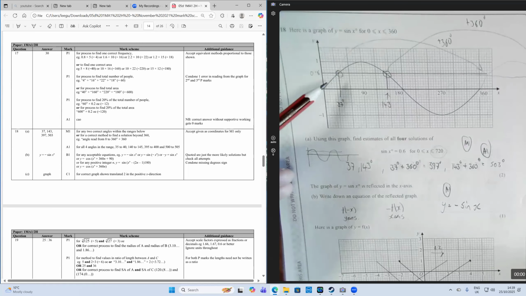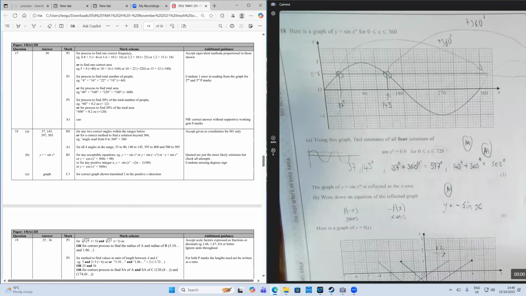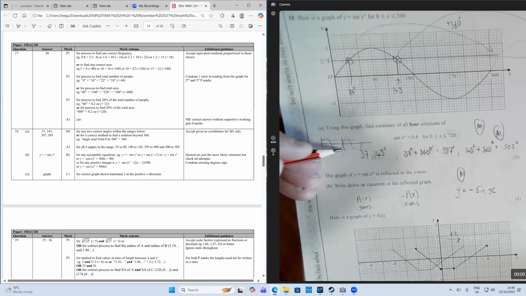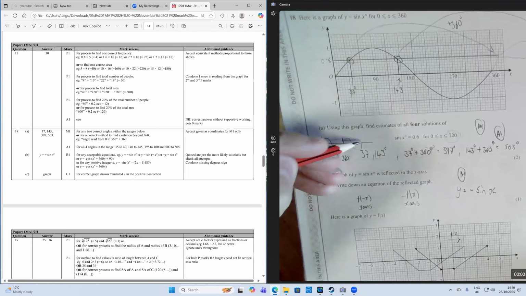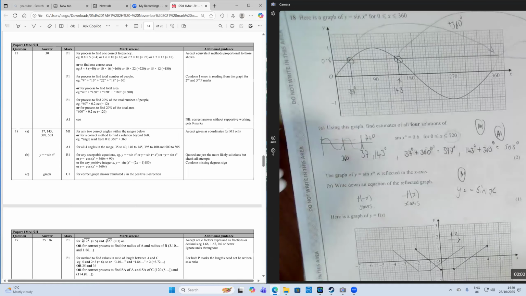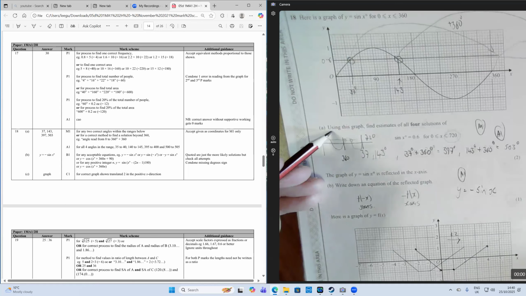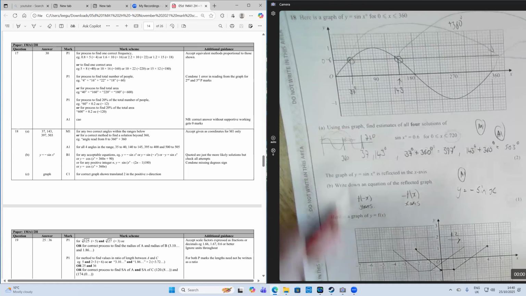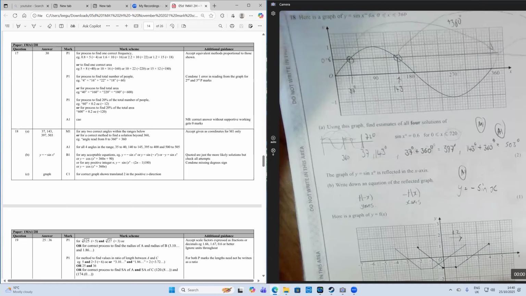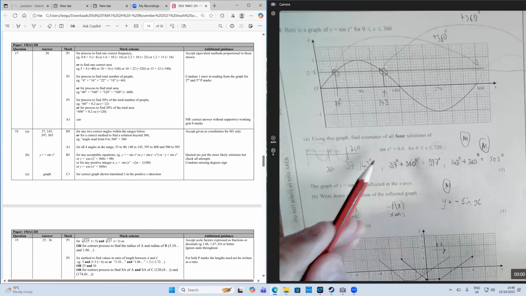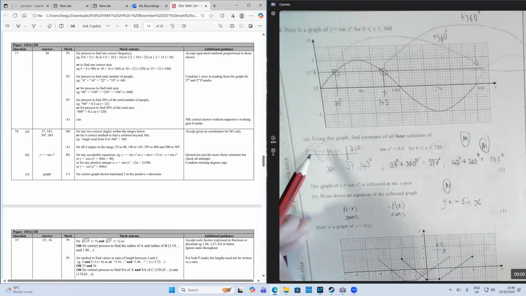Now, those are the only two solutions in the interval from 0 to 360. However, if the graph continued all the way up to 720, so there's our 360, here is 720, you can see that we would have another two solutions. And notice that these extra two solutions are one full wavelength on from the previous solutions. So in this instance, to find the other two solutions going from 0 to 720, we're going to add 360 to each of the solutions we've got.